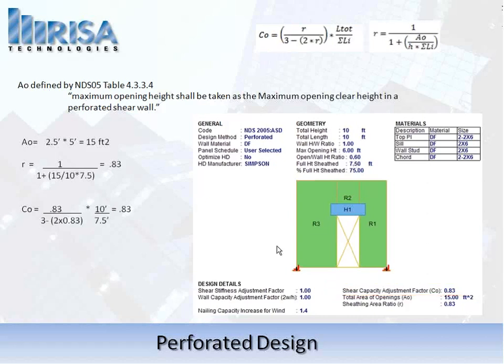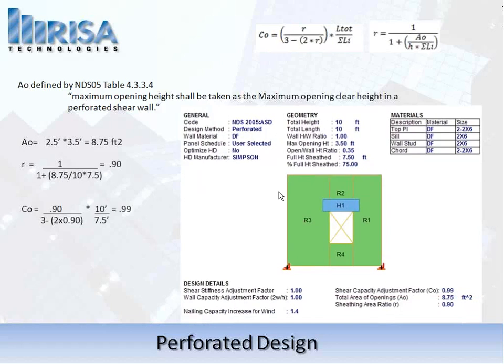Now if I click on the next one, which was with a window opening, I do the same equation, listing out all the different things, and for this window opening I get a C naught of 0.99. So you're getting different values. The R and C naught calculations are slightly different depending on whether you have a window or a door opening. All of this can be found right in your detail report, so you need to make sure you understand those values.